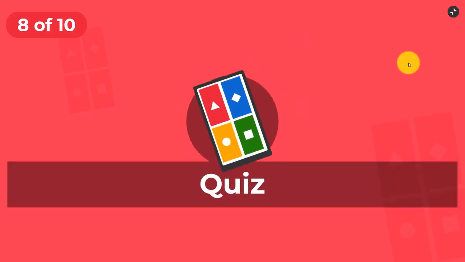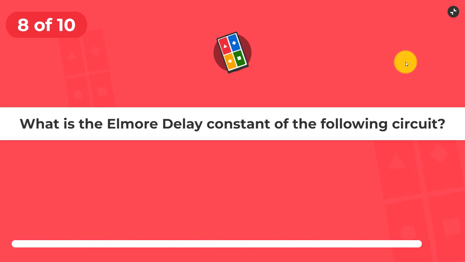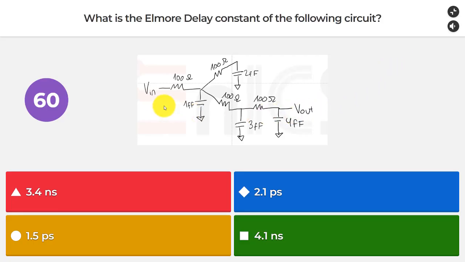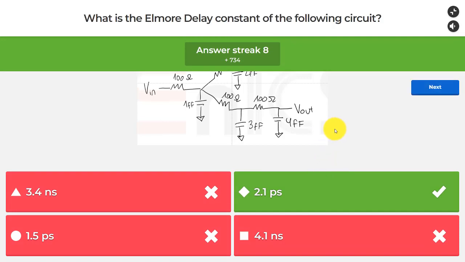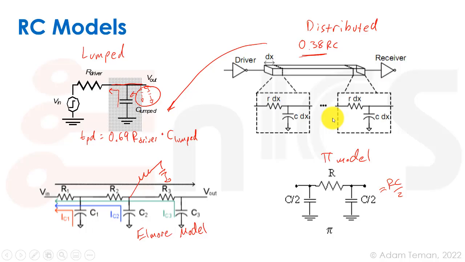So, moving to our next question, question number 8. What is the Elmore delay constant of the following circuit? So, we have a Vin that's going through a 100 ohm resistor to a femtofarad capacitor. Then we have a bunch of other 100 ohm resistors over here with 2 femtofarad, 3 femtofarad, and 4 femtofarad capacitors. And we are looking at this path from Vin to Vout. And the question is, what is the Elmore delay constant? And if you go and do the calculation, which I'm going to give you a few more seconds to do, you will find out, hopefully, that 2.1 picoseconds is the answer. So let's look at how I got to that answer.